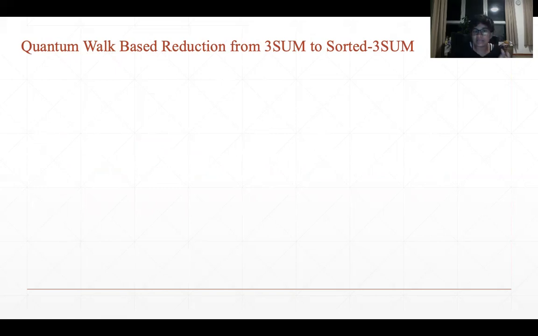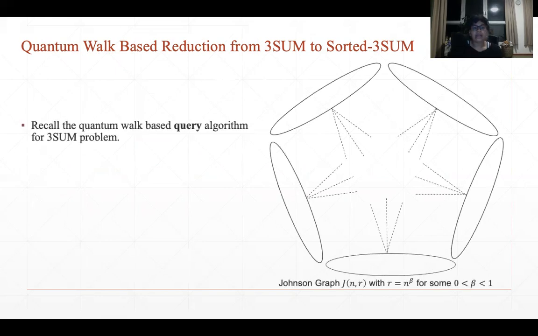This is a very technical part of the talk, and people who are not very familiar with the quantum walk query algorithm to solve 3SUM might find it a little difficult to follow this part. Now, recall the quantum walk based query algorithm for the 3SUM problem. So what is the setup?